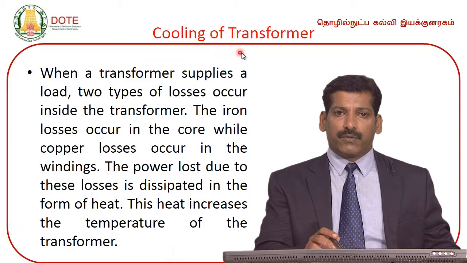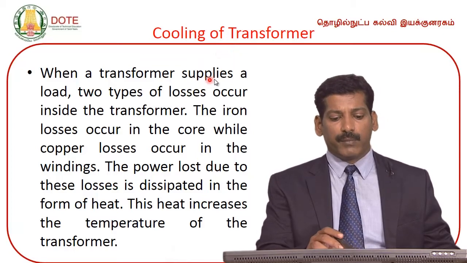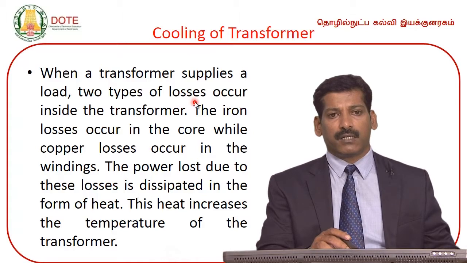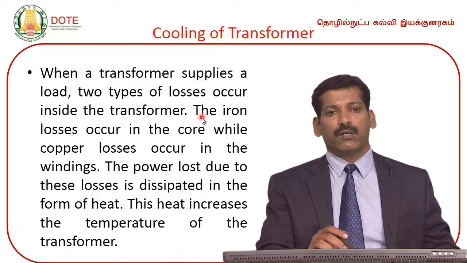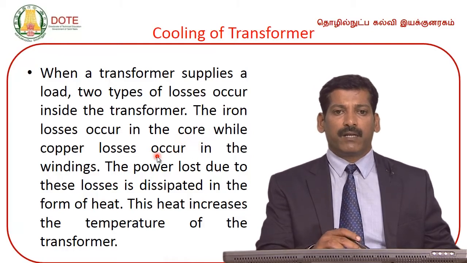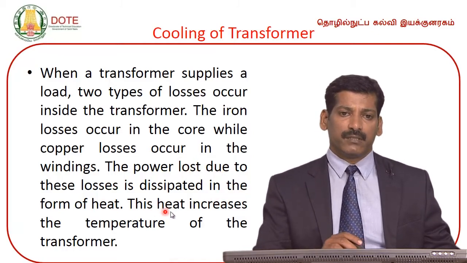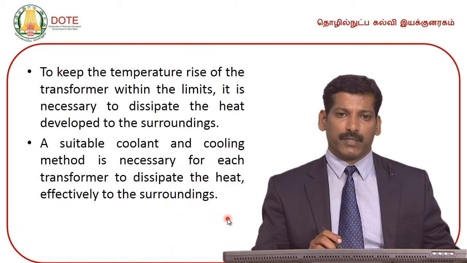Cooling of transformers. When a transformer supplies a load, two types of losses occur inside the transformer. Number 1, the iron losses. Number 2, the copper loss. The iron losses occur in the core, while copper losses occur in the windings. The power lost due to these losses is dissipated in the form of heat. This heat increases the temperature of the transformer.